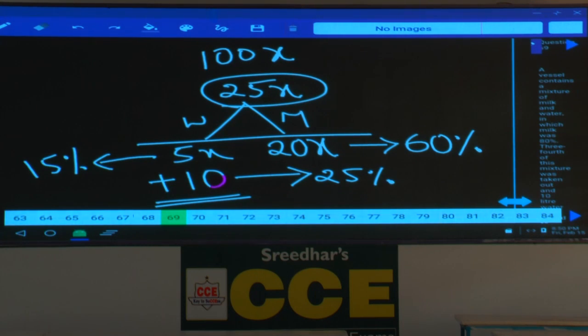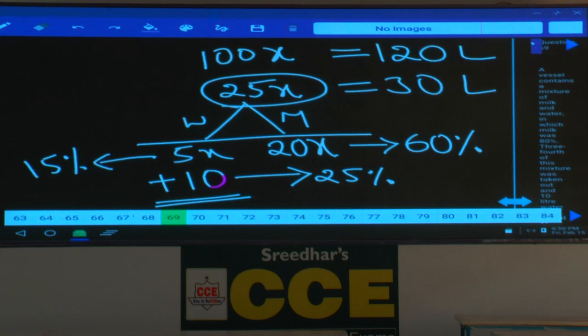What is 100%? 40 liters. 40 liters is including the extra 10 liters of water. If you want to have 25x, you should exclude 10 liters. Then this becomes 30 liters. If 25x is equal to 30 liters, 100x becomes 120 liters. Out of 120 liters, 80% is occupied by milk. Then milk is equal to 80% of 120, that is 96. Clear?